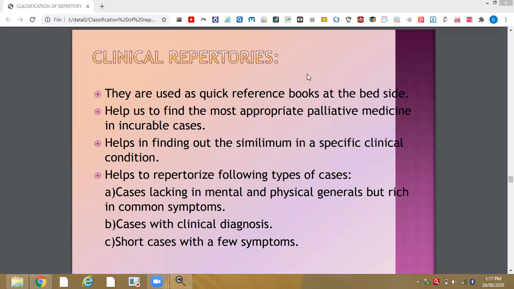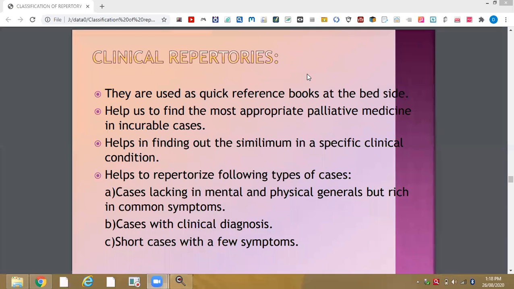In the same way as in the first point, we discussed that we cannot get the other symptoms. We cannot get any specific mental general, any specific physical general or any characteristic particular. We get only clinical diagnostic features, symptoms, and all the clinical symptoms are common symptoms. We also cannot get the uncommon symptoms. So in cases with clinical diagnosis also, these repertories are very much helpful.